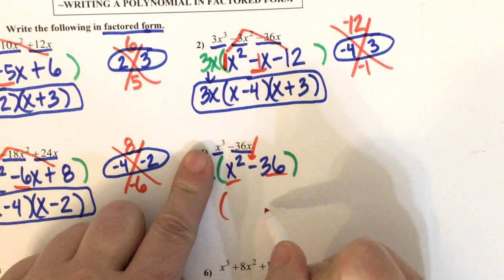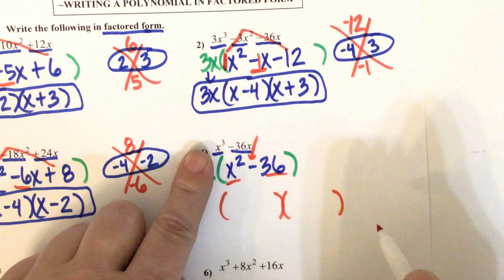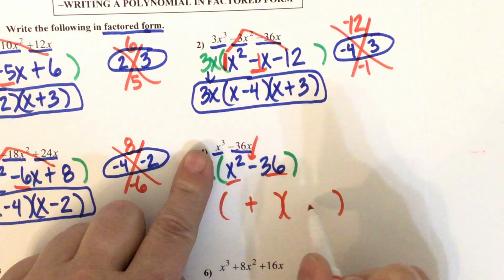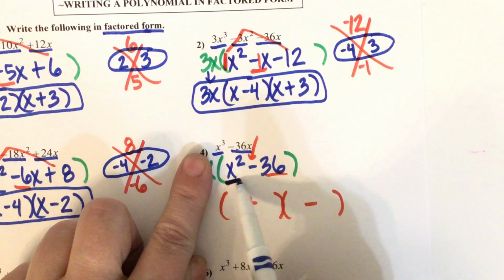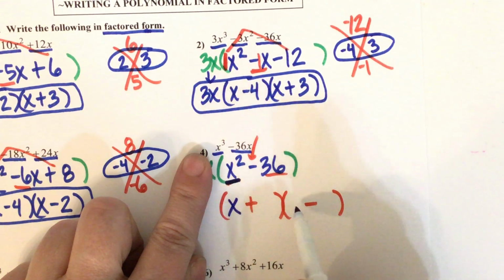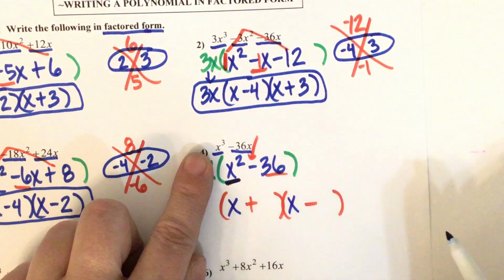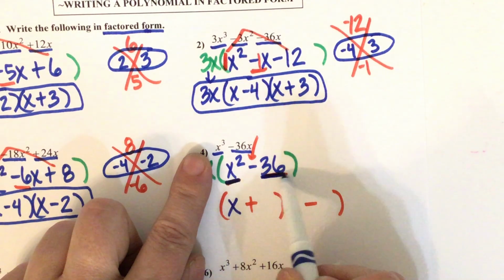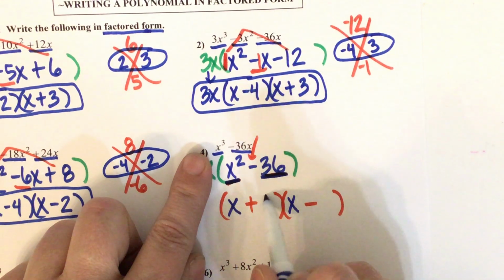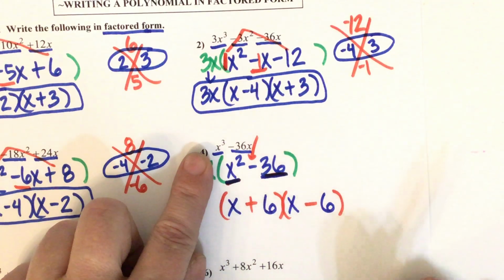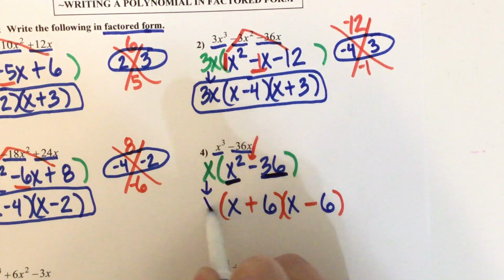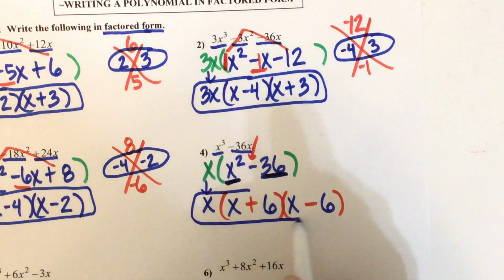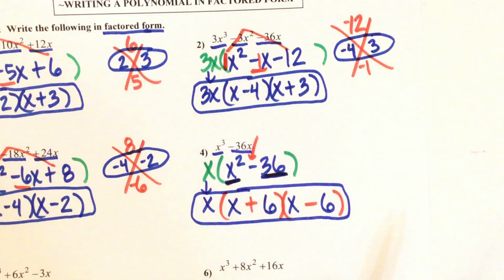So these are the problems where you build your 2 sets of parentheses. One gets a plus, one gets a minus, and then you put your square roots in. And what's the square root of x squared? X, because x times x is x squared. And what's the square root of 36? 6, because 6 times 6 is 36. And then don't forget to drop your GCF. Shoo! And that's our answer.